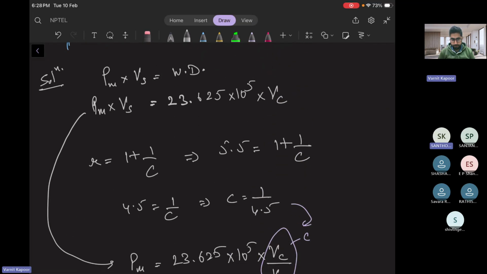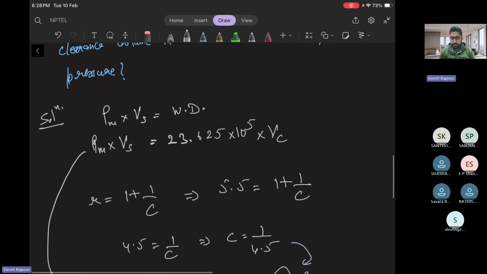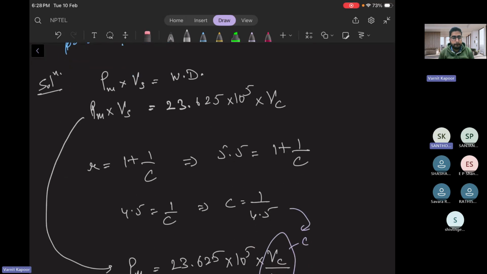R equals 1 plus 1 by C. What is meant by R? Can you please explain that step? R is the compression ratio, given in the question as 5.5. We have already seen this terminology in our previous tutorial. R stands for compression ratio, and C is the clearance ratio, which is clearance volume to swept volume. So C we got from there, and 1 by C plus 1 gives R. C is your clearance ratio, and R is your compression ratio.